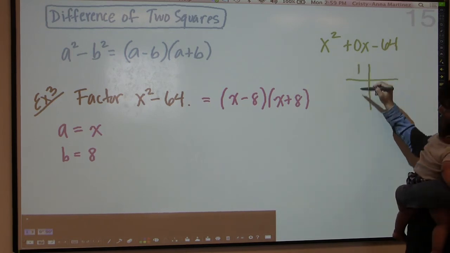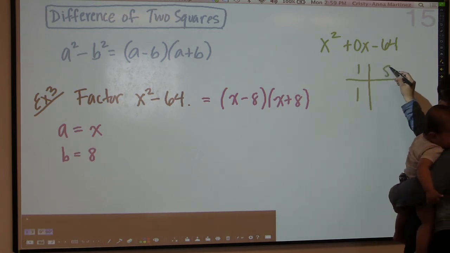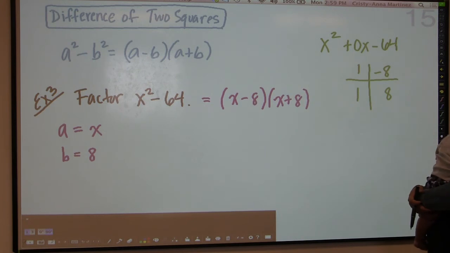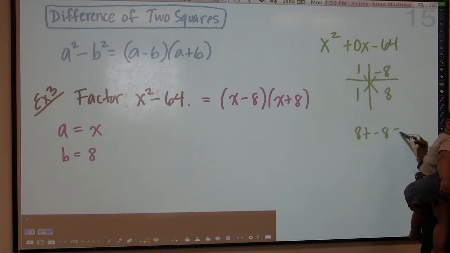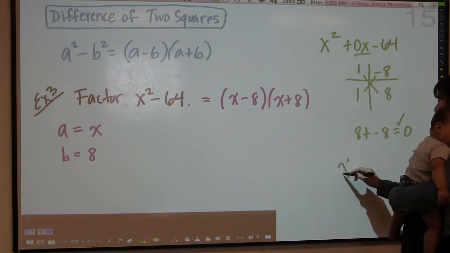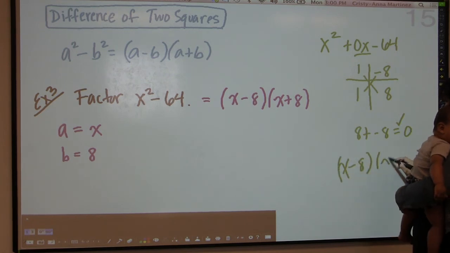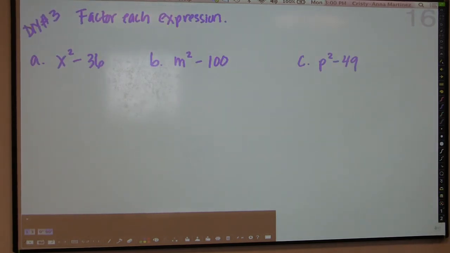So what's going to happen is you're going to put a 1 and a 1 for the 1x squared, and the factors of 64 are still going to be 8 and 8, but one of them is going to be negative because you want a negative 64. And when you add the diagonals, you're going to get a positive 8 and a negative 8, and that's going to add up to 0, which is what the middle term is because it's not there. So once you've got that to work, you write out your factors as x minus 8 and x plus 8. And so you see this method still works when you don't have a middle term. So now you can try these expressions, and then I will give you a couple more examples of tweaking it.